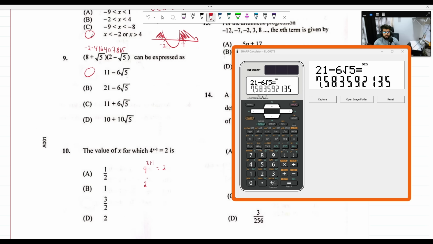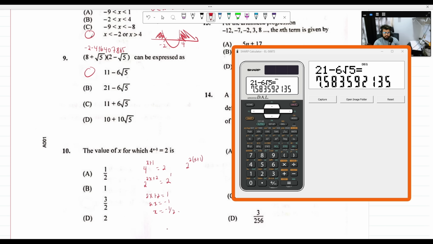I'm going to get 2 to the power 2x plus 2. We're supposed to know how we get that: 2x plus 2 is going to be 2 squared, into x plus 1. So 2x plus 2 is equal to 1, 2x is equal to 1 take away 2, which is minus 1, and x is minus a half.